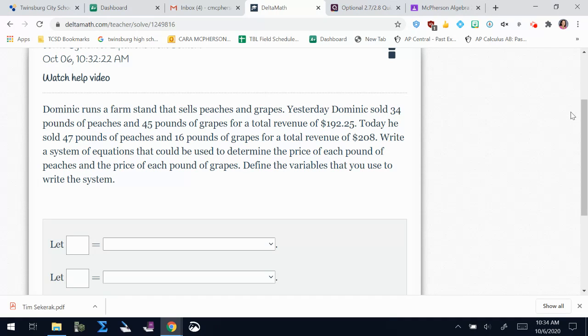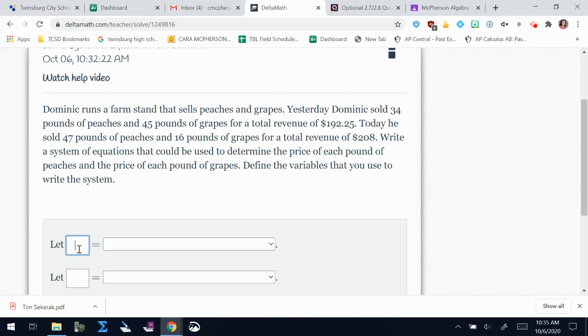So when you get to a word problem, I know the biggest thing is it can be very overwhelming. You want to figure out what are the two unknowns? What are the things that we're trying to figure out? A lot of times, you can figure it out by reading the end of the question. When it says write a system of equations that can be used to determine the price of each pound of peaches and the price of each pound of grapes, that tells me those are my two unknowns. One of my unknowns is the price of peaches, and one of my unknowns is the price of grapes.